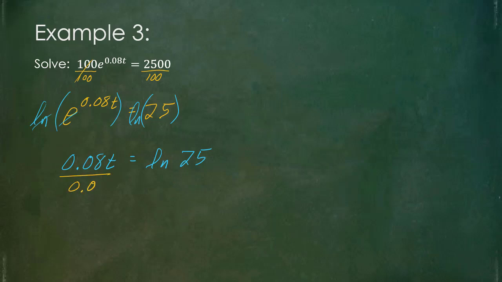So notice I was able to eliminate or get rid of my exponential part. So at this point, I'm going to go ahead and just try and isolate t by dividing by the 0.08. And if we go ahead and type that into our calculator, this one comes out as approximately 40.2359.